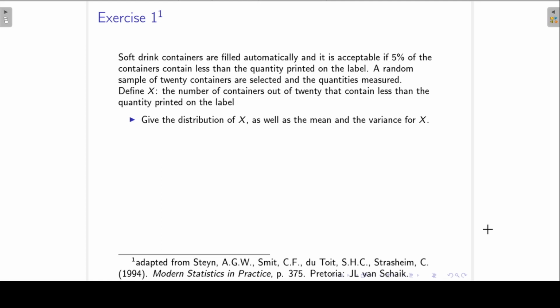Okay, in this lab session we will look at the binomial and the Poisson distribution.